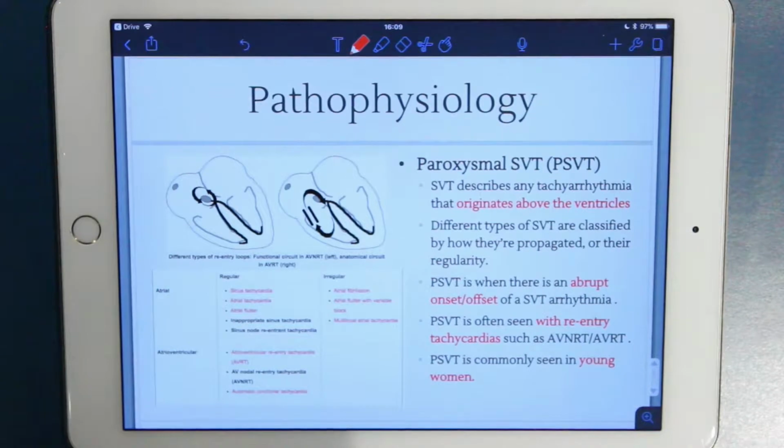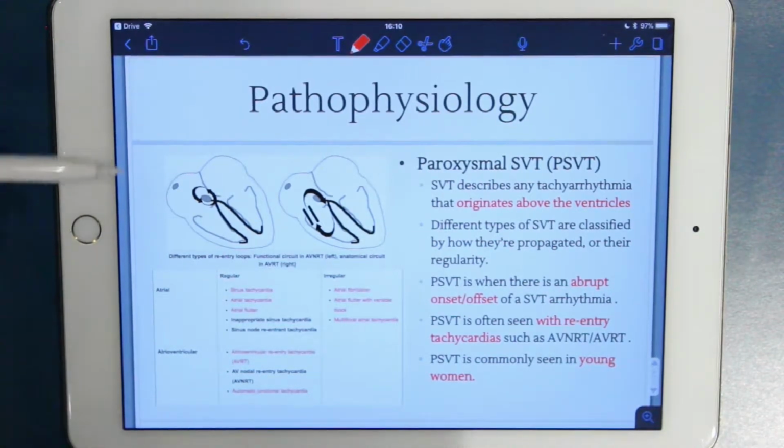PSVT, or paroxysmal supraventricular tachycardia, is when there is an abrupt onset and offset of an SVT arrhythmia. Therefore, there are two ECG tracings describing right before the onset and right after the onset. PSVT is often seen with reentry tachycardias such as AVNRT and AVRT.